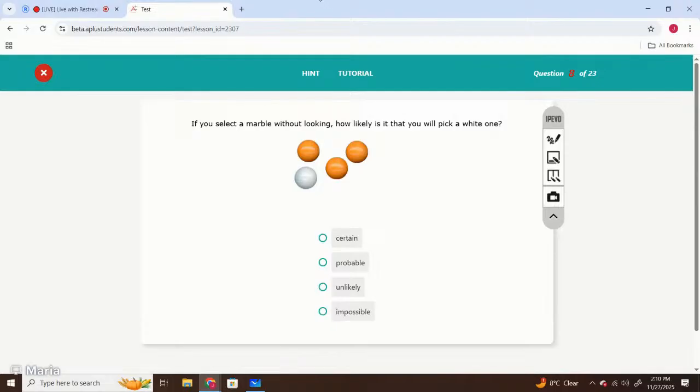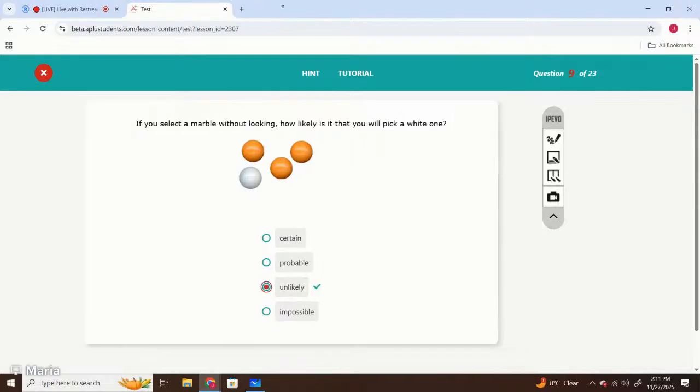If you select a marble without looking, how likely is it that you will pick a white one? So it is unlikely to select the white because we have only one white space. So it is unlikely. Option number three is the correct option.